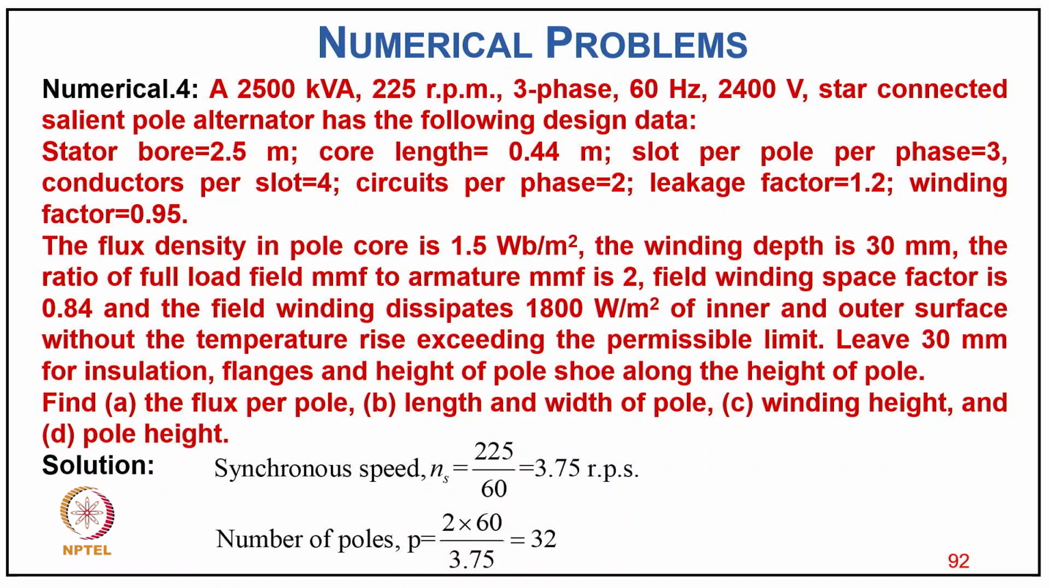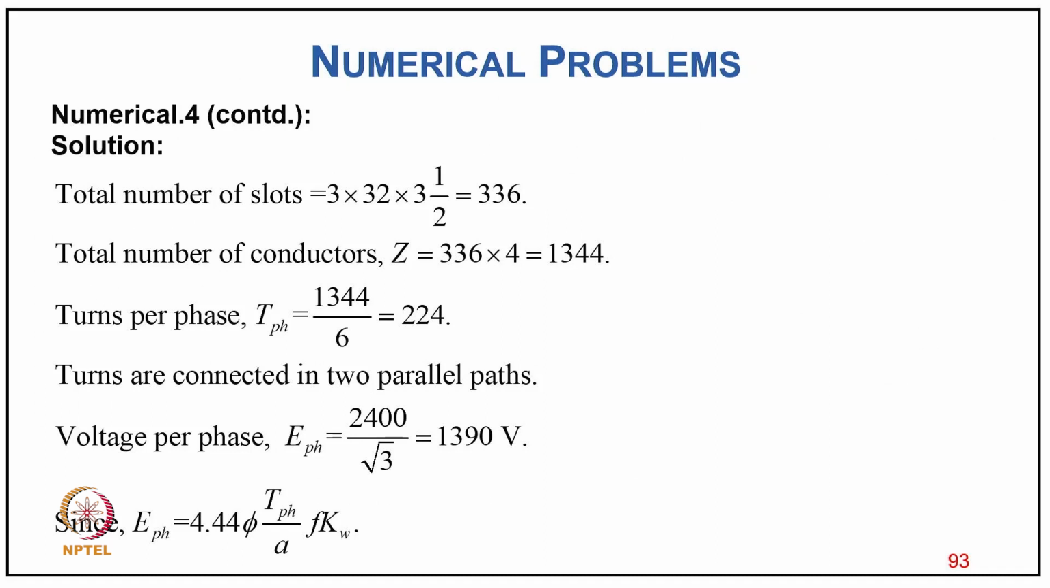Now calculating synchronous speed, RPM divided by 60, so it's 3.75 RPS. Number of poles P equal to 2 into 60 by 3.75, so it comes like 32. Total number of slots is 3 into 32 into 3, that's 288... as stated, 336. Total number of conductors 336 into 4, 1344. Turns per phase is equal to total turns by 3, so total conductors by 6, that's 224. And turns are connected in parallel paths.